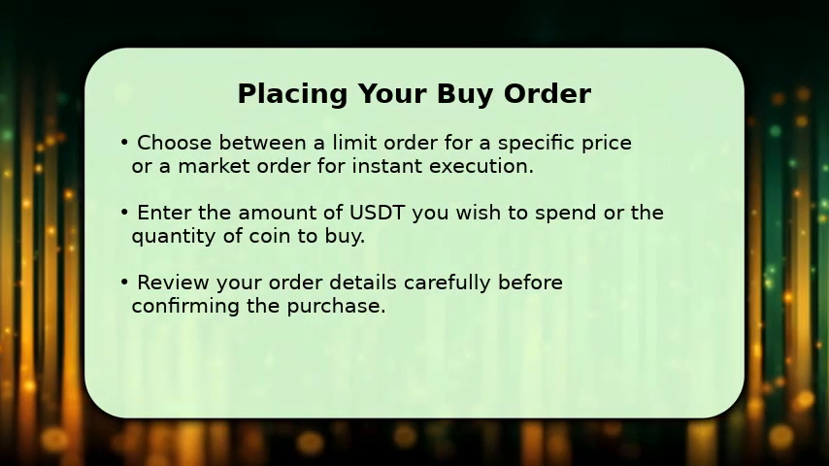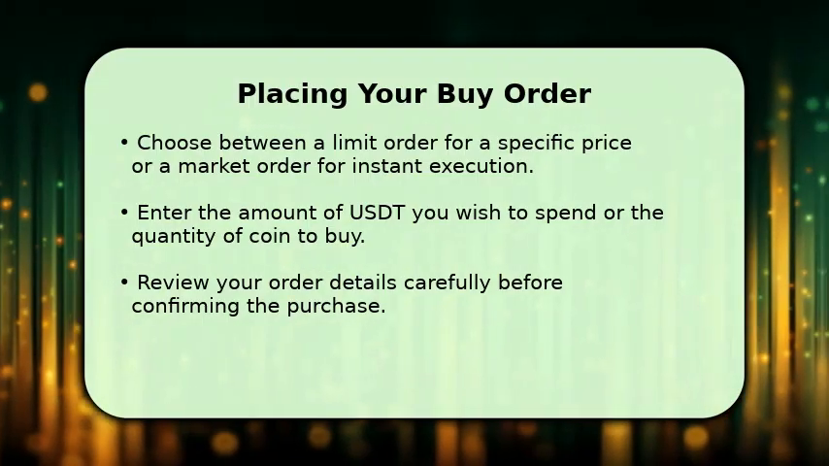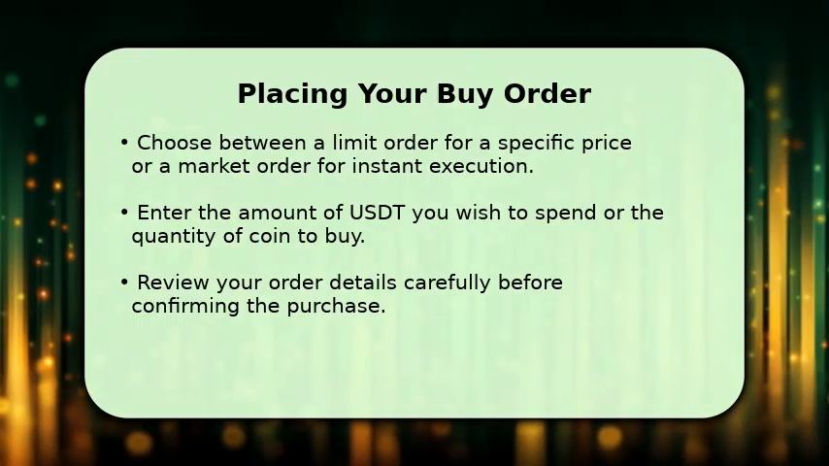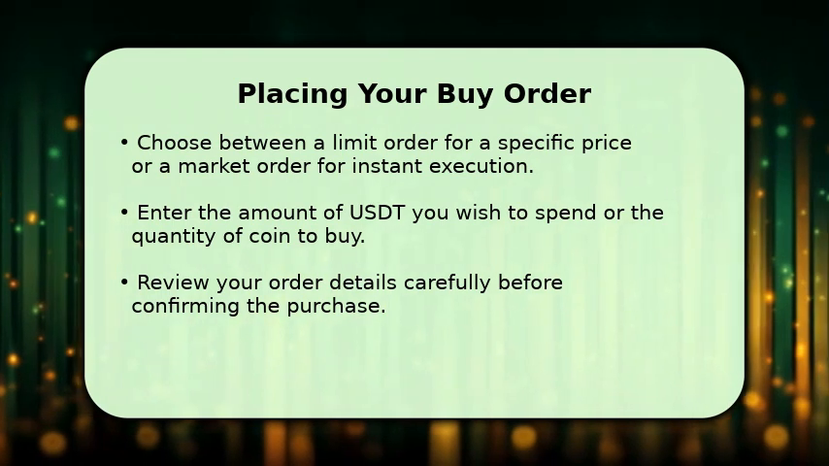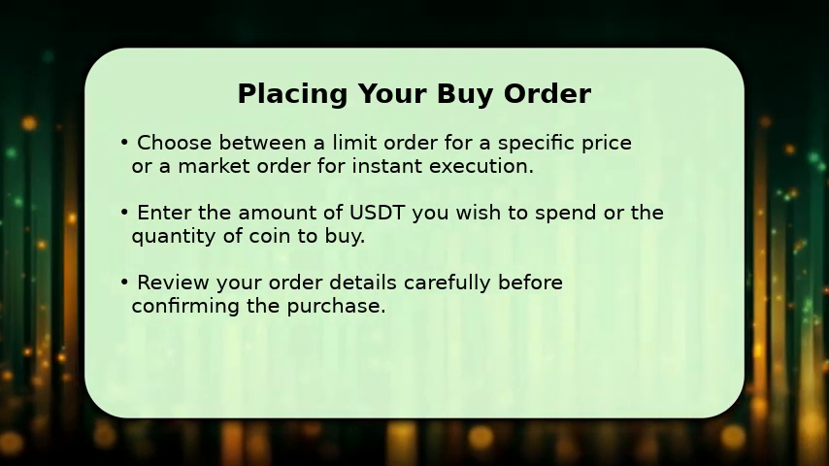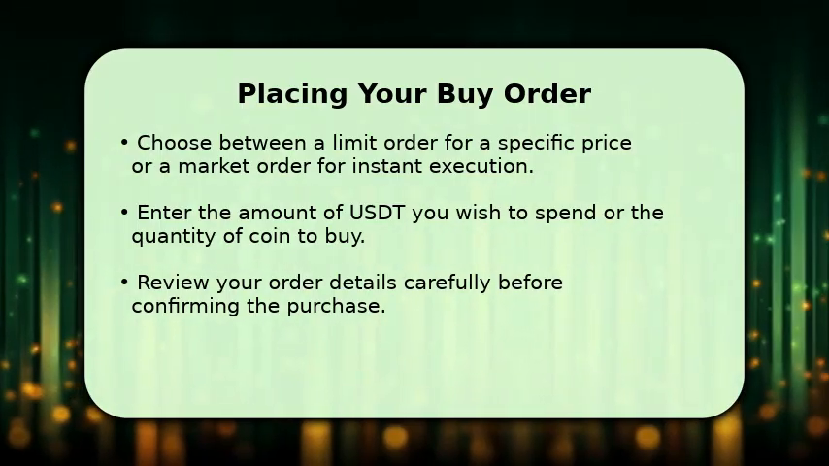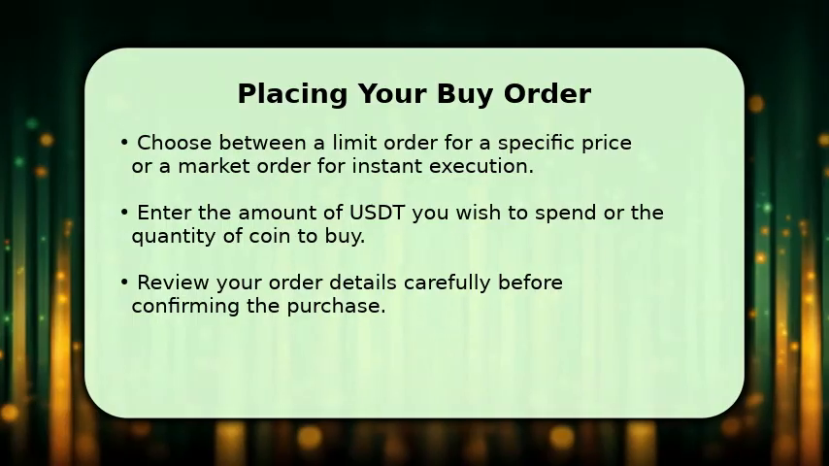With your trading pair selected, it is time to place your buy order. You have two primary options: a limit order, which allows you to set a specific price, or a market order, which executes immediately at the best available price. Enter the total amount of UST you want to spend, or the exact quantity of the coin you wish to acquire. Always double-check all details before confirming your trade.